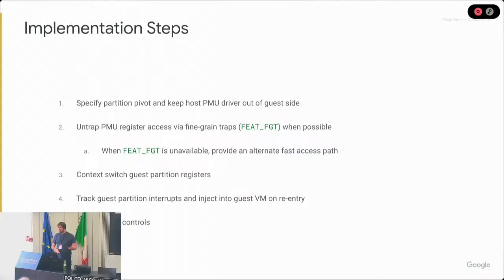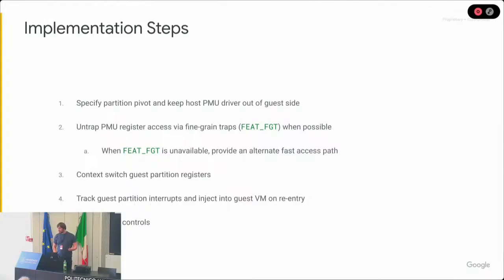Step 2 is allowing for the faster register access. We're untrapping via fine-grained traps where that's available. You might remember that from Mark's talk as well. But even when fine-grained traps, FGT, is unavailable, we can provide an alternate fast path to avoid a full context switch into the KVM.